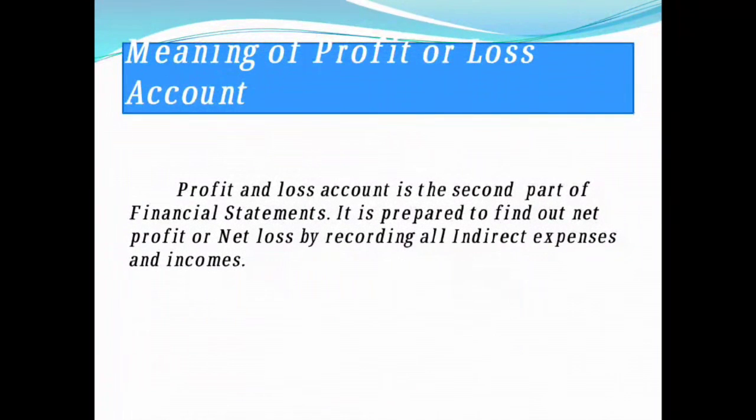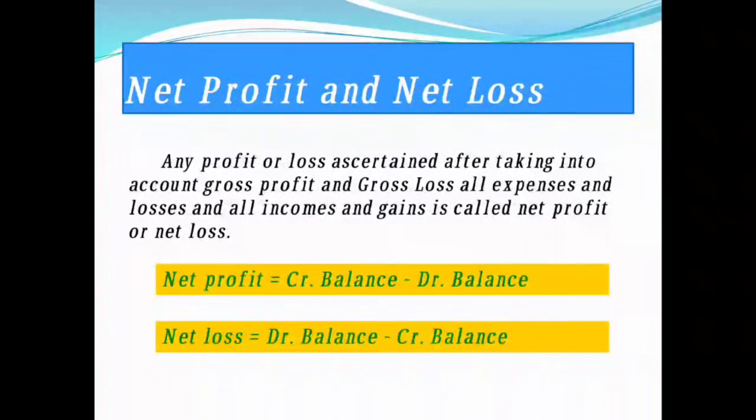Means out of gross profit or gross loss you are going to deduct all the expenses again, that is operating expenses. So you'll get the net profit or net loss of the business here. With the help of all indirect expenses, we deduct all indirect expenses. So what is net profit and net loss? Any profit or loss ascertained after taking into account gross profit or gross loss, all expenses and losses, all incomes and gains. Means we consider all the things here: gross profit or gross loss, all the expenses and losses, and all the incomes as well as gains, all indirect expenses. Finally we will get the balance, either net profit or net loss.